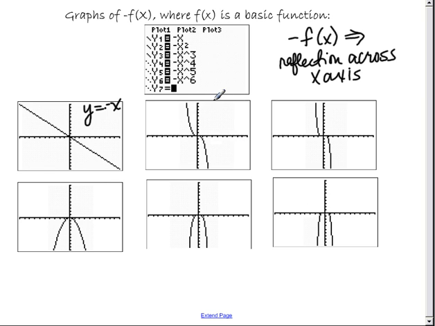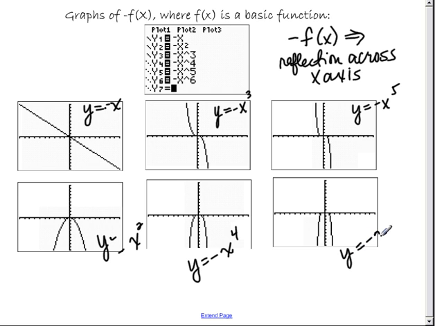This one is a graph of y is equal to negative x cubed, and y is equal to negative x to the fifth. And here we have y is equal to negative x squared, y is equal to negative x to the fourth, and y is equal to negative x to the sixth.